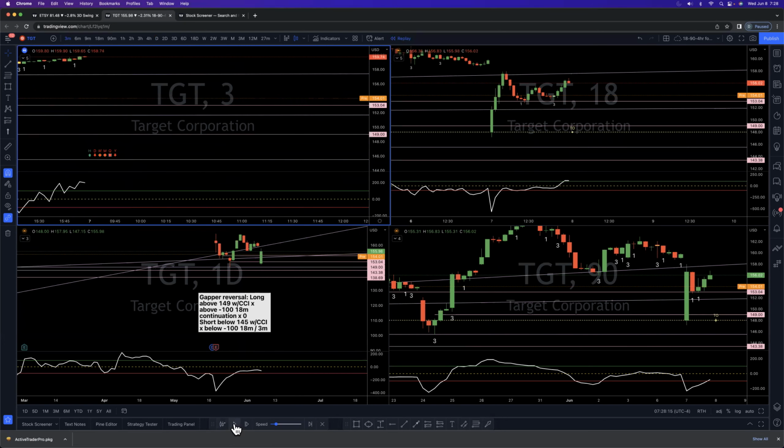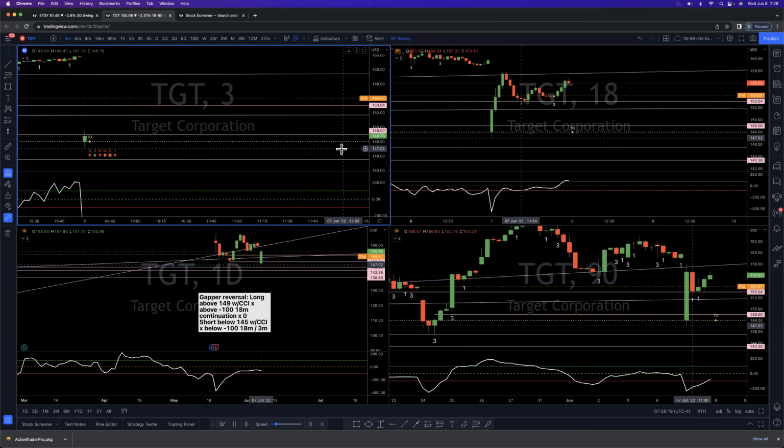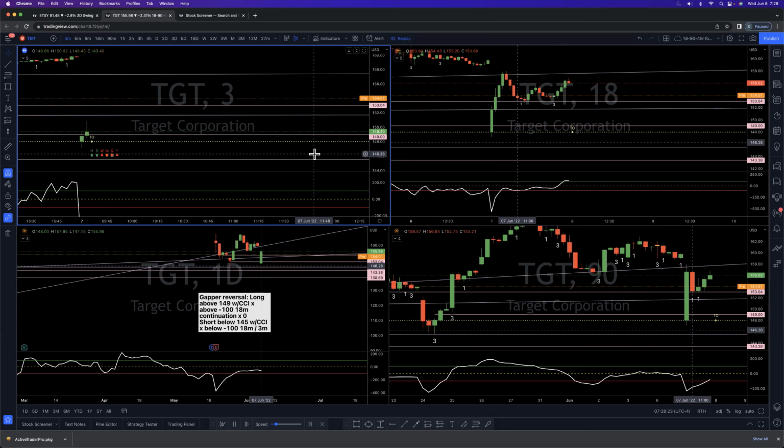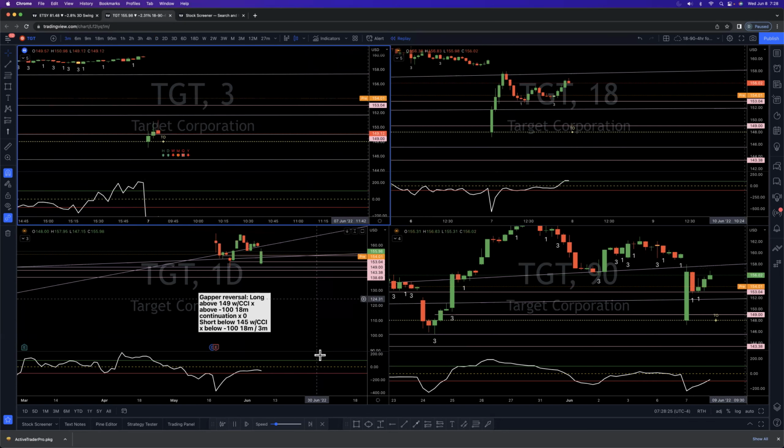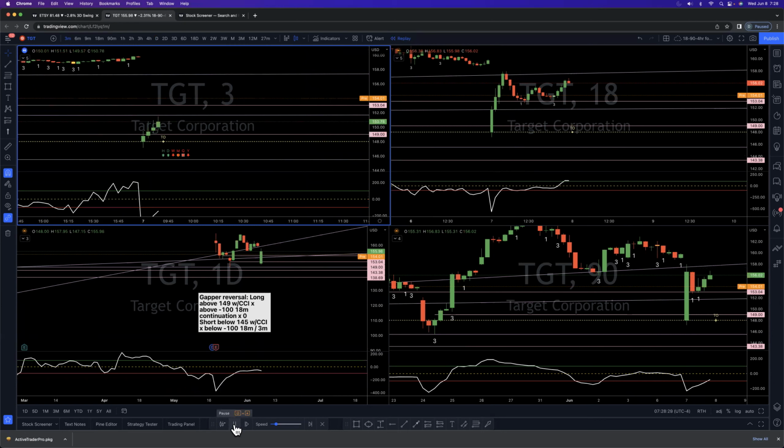All right, market opens. And you guys know I don't like to enter a trade before the first 18 minutes, especially on these gappers, but this is what Target did. All right. First 12 minutes.